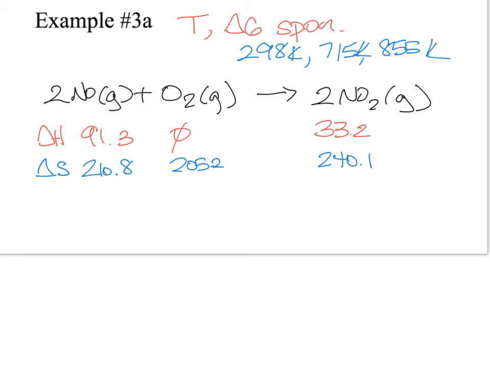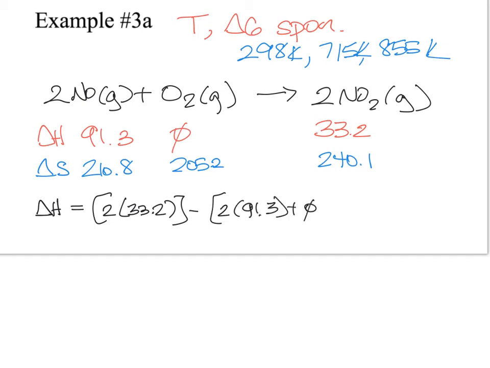All right, so let's calculate delta H first. Delta H is equal to 2 times 33.2 minus 2 times 91.3 plus 0. That's 66.4 minus 182.6 equals negative 116.2 kilojoules. It is exothermic.